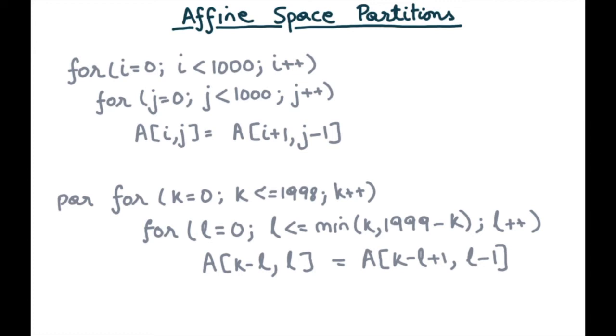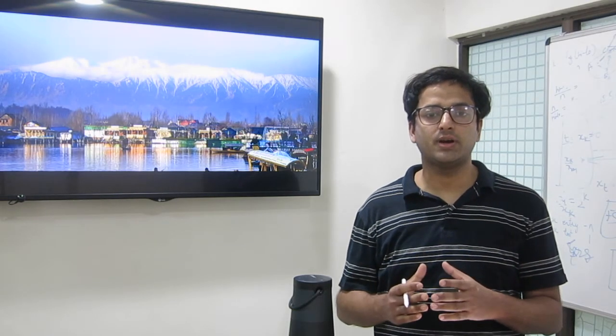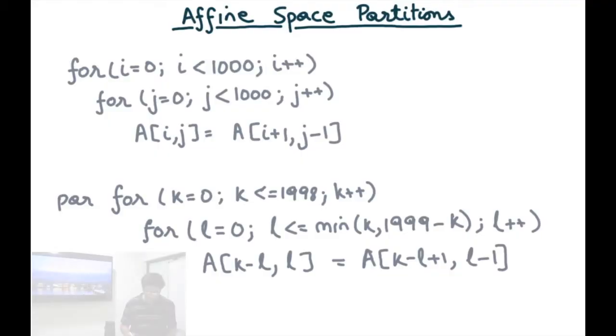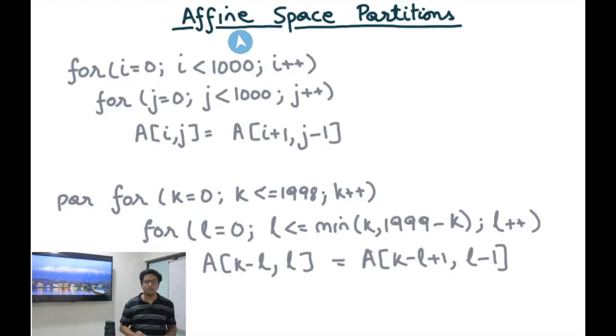So last time we were talking about how we could potentially identify synchronization-free parallelism, and we're going to continue that discussion in this module. In particular, we're going to talk about affine space transforms and affine space partitions. To understand what I mean, let's look at the example that we also looked at in the previous module.